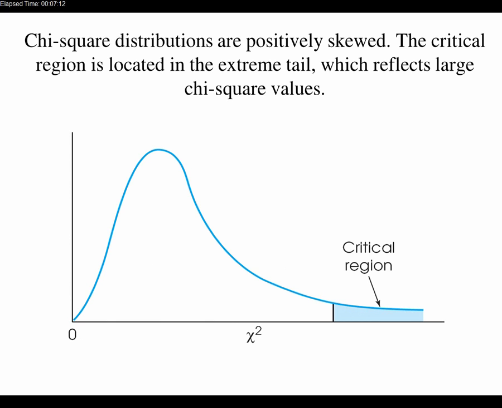Here's the chi-square distribution. They're always positively skewed. There's something called the critical region, which is located over here in the extreme tail of the curve, and this reflects large chi-square numbers.